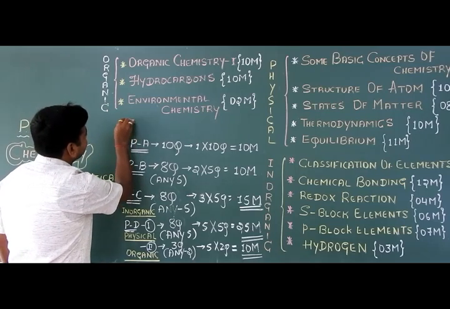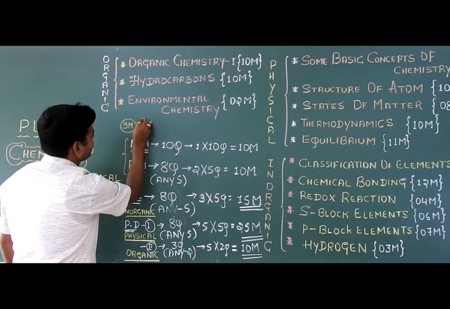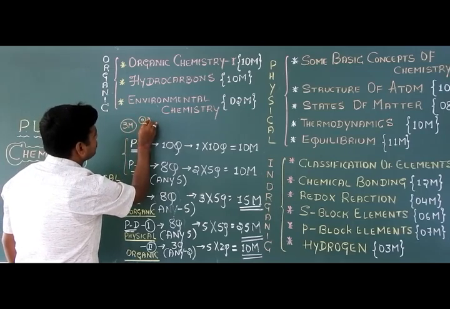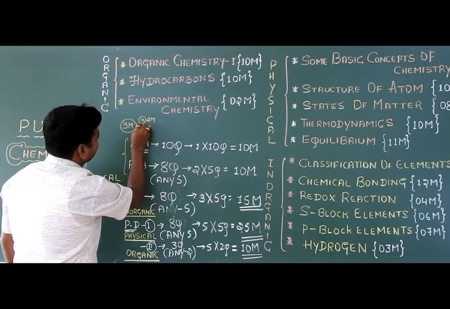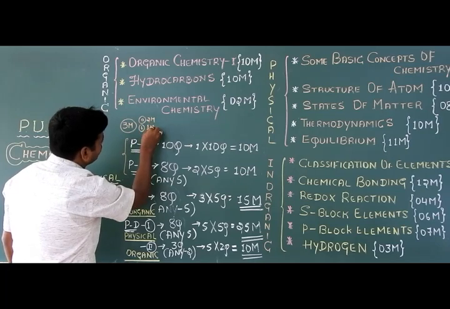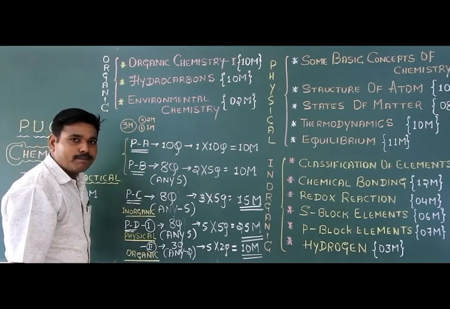Or else this 3 mark question, say for example A, this question carries 2 marks, and B, this question carries 1 mark. So 2 plus 1, once again it is 3 marks only.